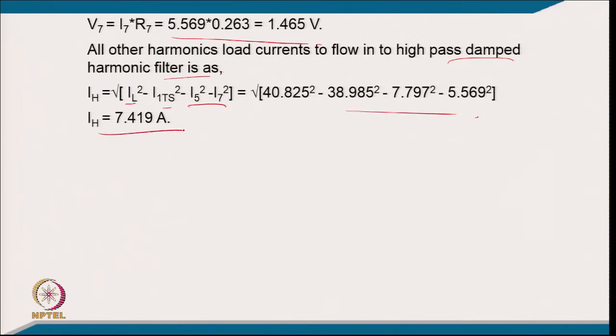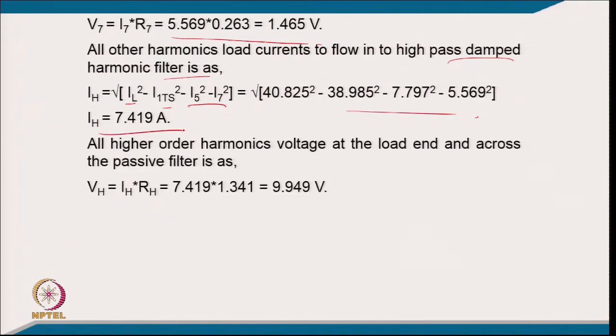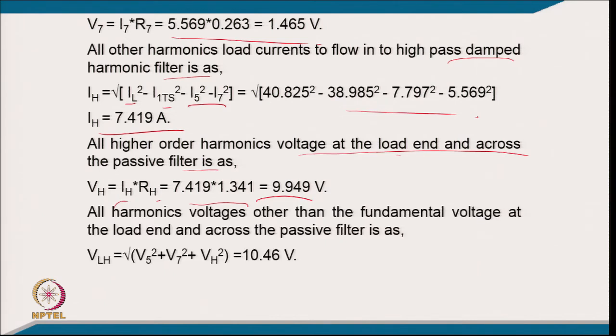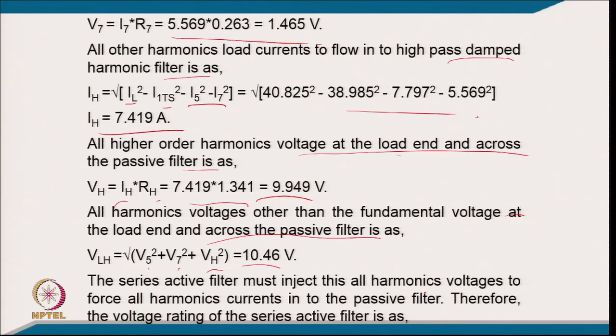So, putting the value, it comes 7.419, and all harmonic voltage across the passive filter has to be, putting the value, IH into RH. So, it comes 9.90949 volt, and all the harmonic voltage other than the fundamental voltage across the load end comes V5 square, V7 square, VH square, it is 10.46, and the series active filter must inject all these harmonic voltages to force all harmonic currents into the passive filter.